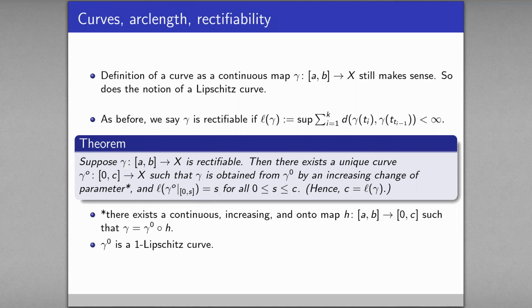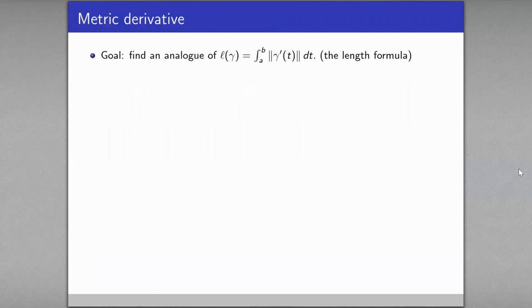You can forget all of that and just know that this gamma 0 is a one Lipschitz parameterization. And Lipschitz parameterizations are very important. Even in the Euclidean case, we saw that the length formula holds for them. And actually, we will now switch only to the one Lipschitz case, especially in light of this theorem. There is no loss of generality in doing so.